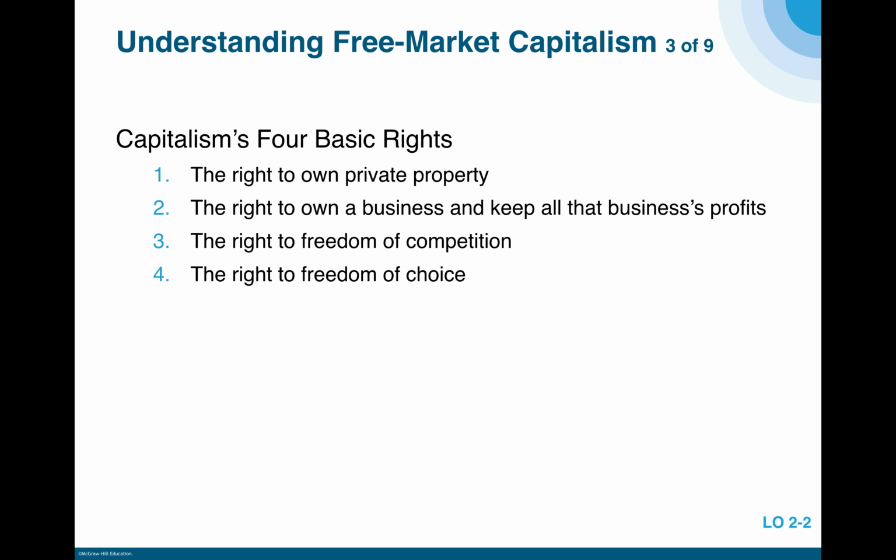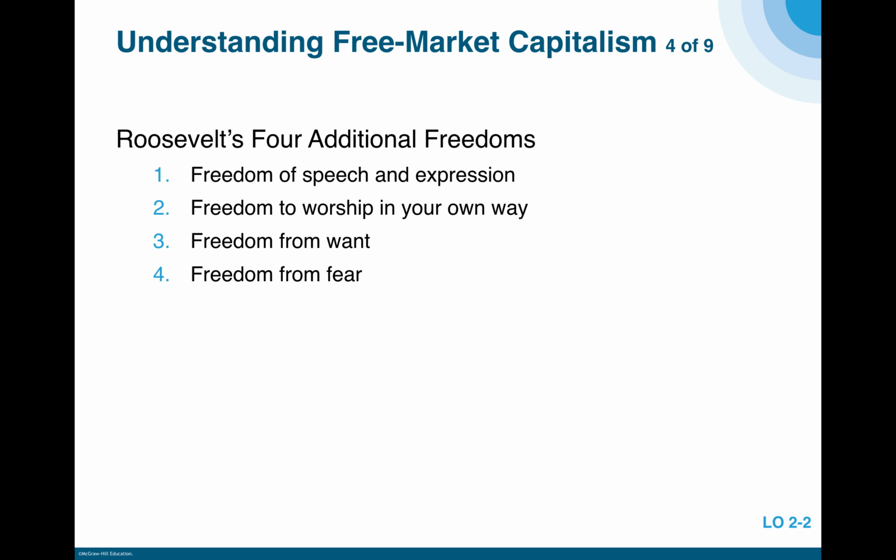So capitalism's four basic rights. You have the right to own private property. You have the right to own a business and keep all that business's profits. You have the right to freedom of competition and the right to freedom of choice. All of these things apply here in the United States, and it's really easy to see how they would apply here. Roosevelt's four additional freedoms are freedom of speech and expression, freedom to worship in your own way, freedom from want, and freedom from fear.